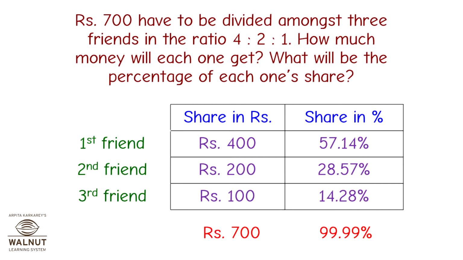99.99%. It's not 100% because we stopped the division at 2 decimal places. But we are off only by 0.01%. That is okay. But you can see that the percentages are also adding up to almost 100%. That shows you that your answer is correct.